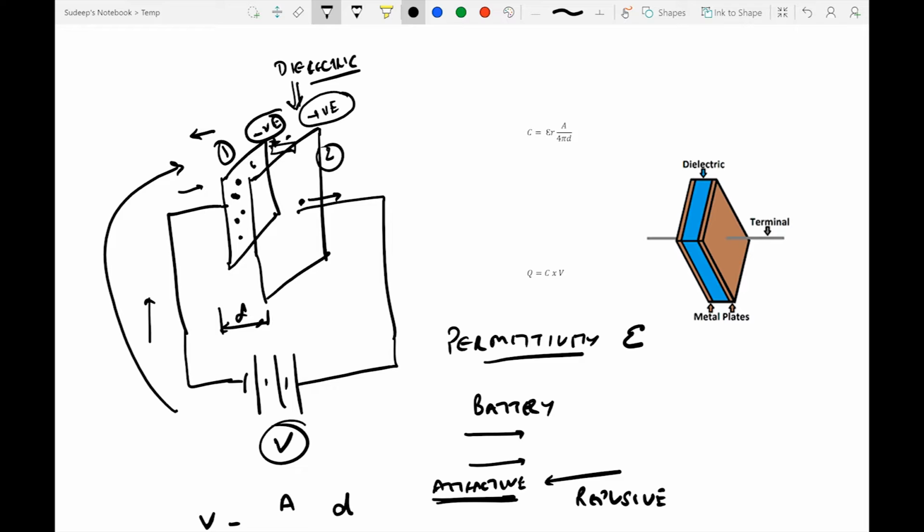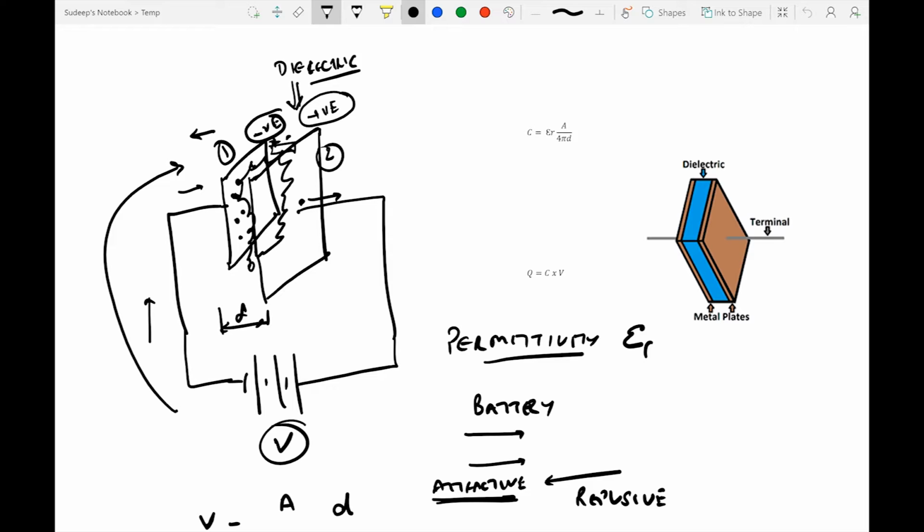So there would be a permittivity for the air which is there in between when nothing is filled, and relative to that permittivity is a relative permittivity, ε_r, which is the permittivity of the dielectric material that has been filled in between the two plates of the capacitor.